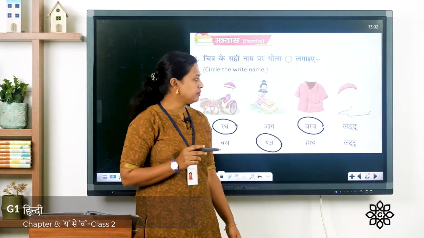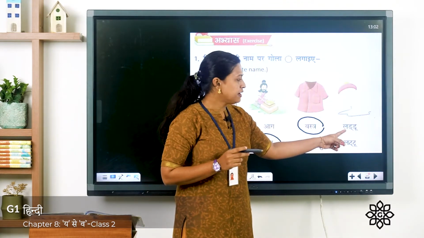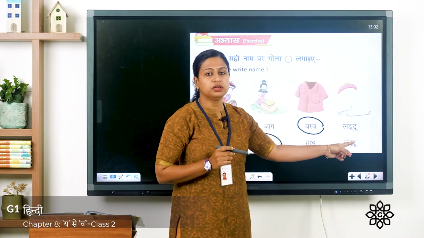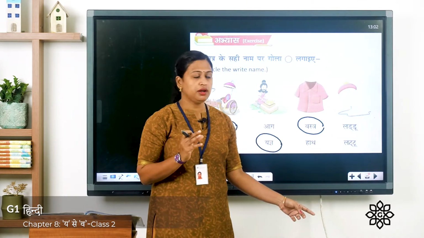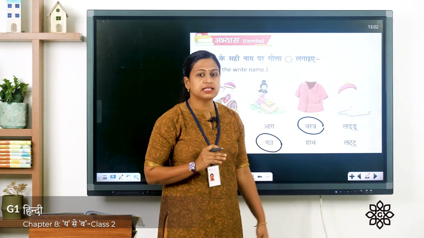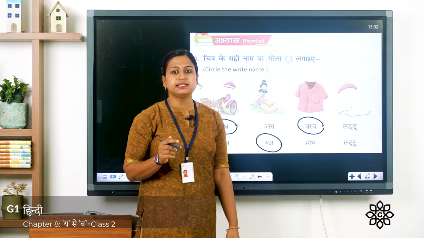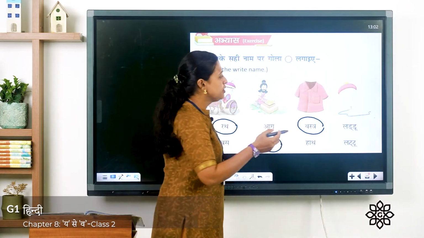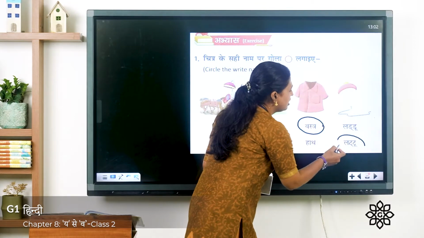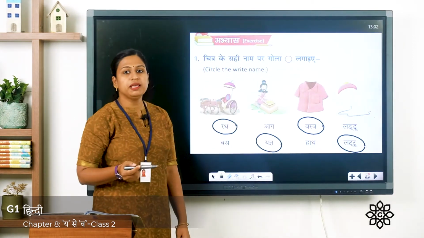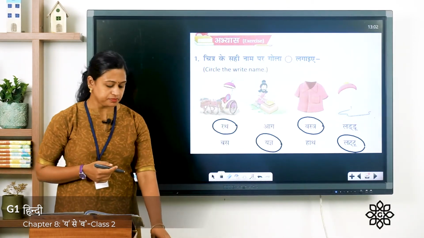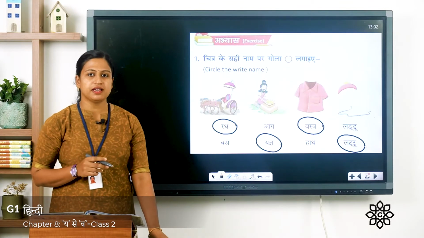The fourth one, you can see, first one is Laddu. Laddu means a sweet, Laddu. The second one is Lattu. Lattu means spinning top. So you have to circle this Lattu. I hope you all have done it.